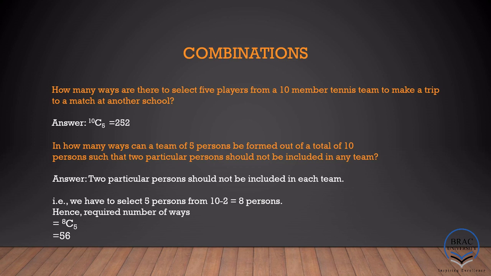And in how many ways can a team of 5 persons be formed out of 10, so that 2 particular persons should not be included in any team? So we actually have 10 persons, but we cannot pick 2 of them. That is, we have to exclude those 2 from the options. Now we have 10 minus 2, 8 persons to choose a 5 person team. So we are picking 5 persons out of 8 persons, right? That is 8C5.